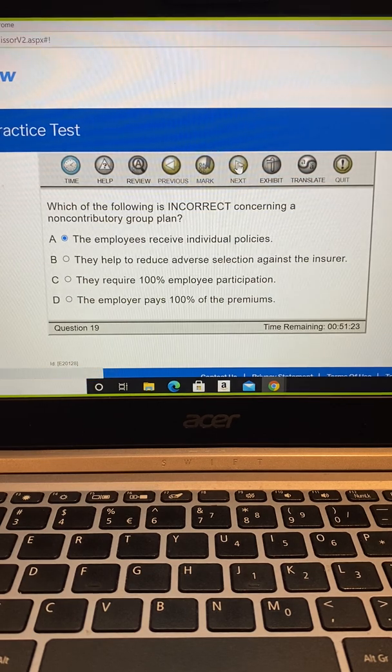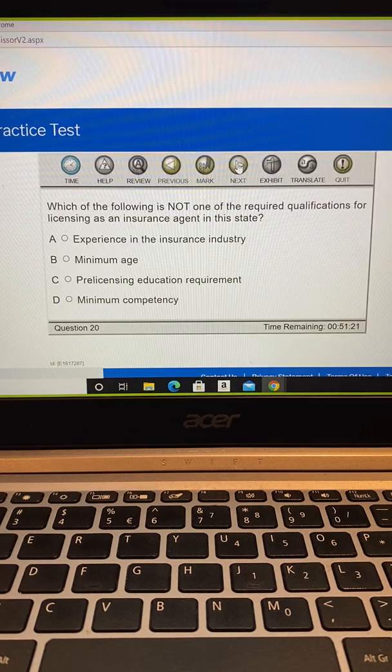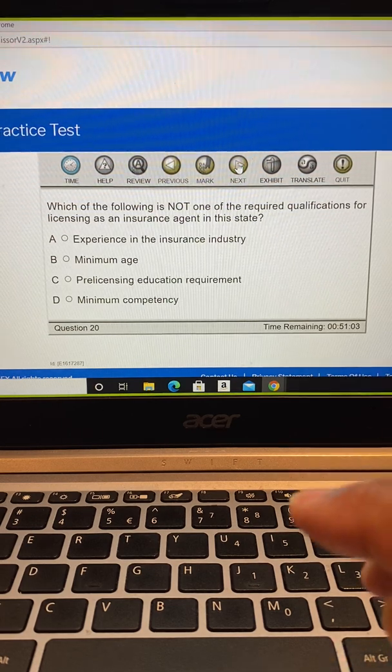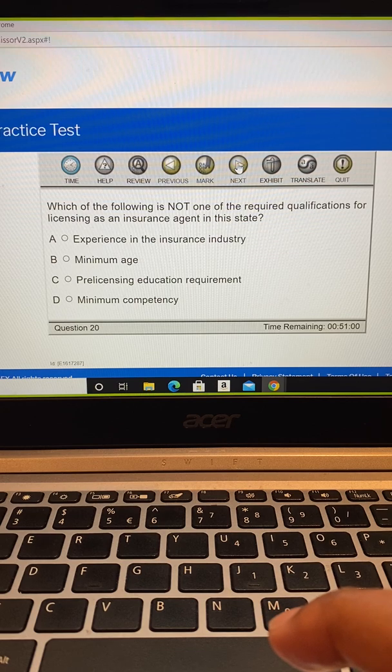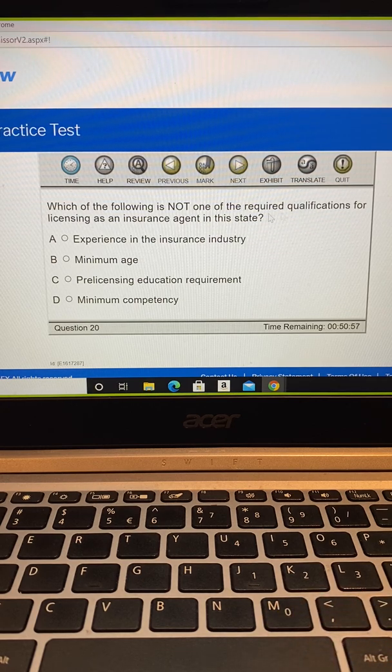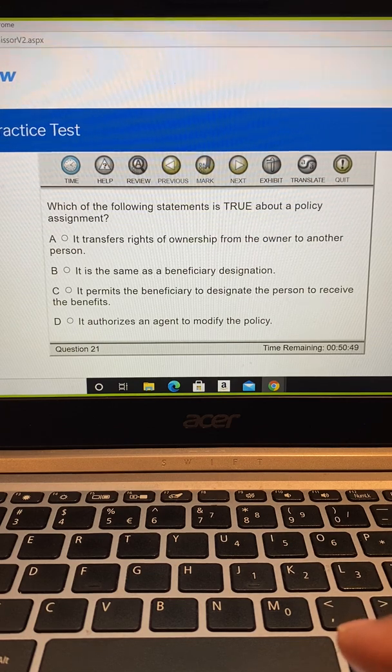Next. Which of the following is not one of the required qualifications for licensing as an insurance agent in this state? A. All right. Next. Which of the following is true about a policy assignment?